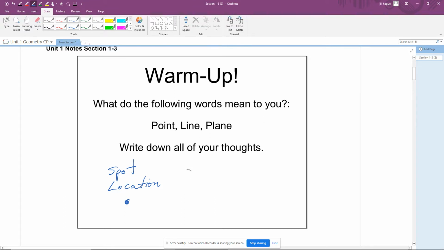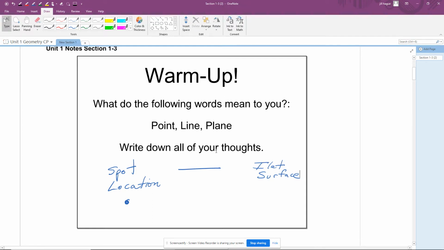If we think of lines, we're good with that, it's a straight line. Lines can go on forever, right? They're straight, they don't bend. That's an important characteristic of a line. And when we think of a plane, other than a plane that flies in the sky, which is not what we're talking about, I think of a flat surface or something along those lines.